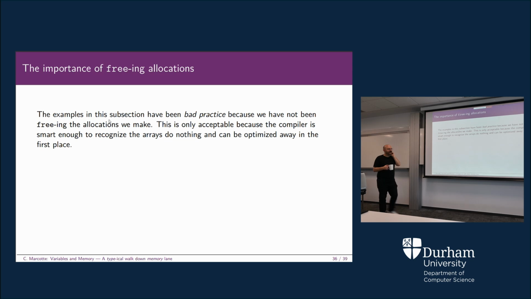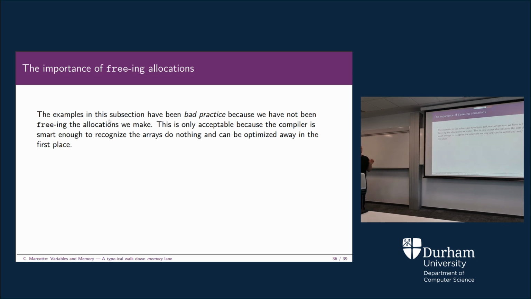Now, the importance of freeing allocations. You see malloc and calloc and realloc. These have all been bad practice, all the examples I've shown, because I haven't been freeing anything. Now, in the very simple examples I've had, it's acceptable because the compiler can actually prove that the arrays do nothing and don't matter. So if you actually compile and run these with a high enough level of optimization, there won't be any array at all.